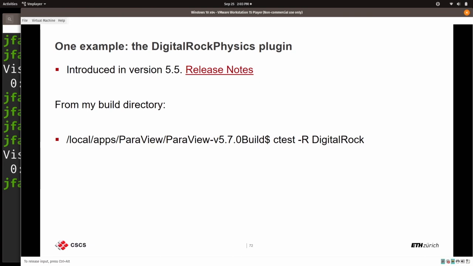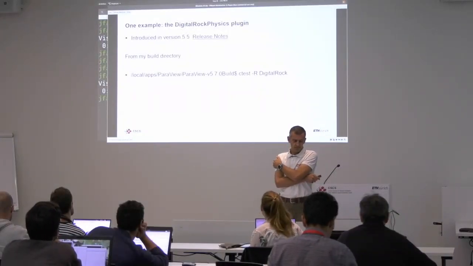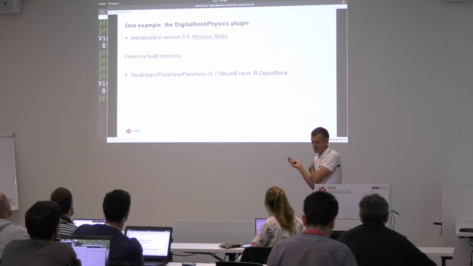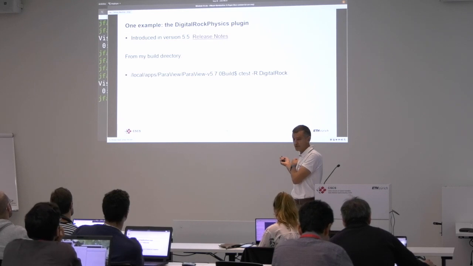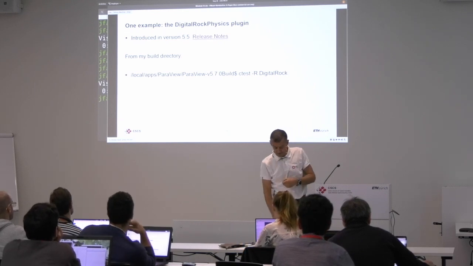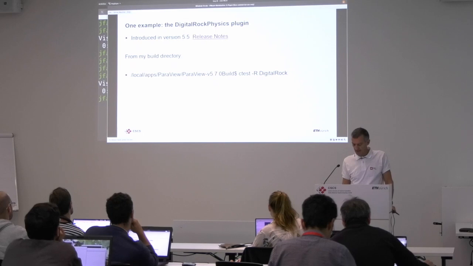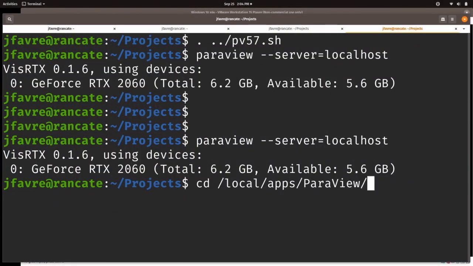from my build directory. So when you compile ParaView, you compile with CMake. That's an obligatory step, I should say. And then CMake comes also with a command called ctest. And with ctest, you can give it a keyword, and it will search for an example, a regression test based on that particular keyword. So I'm going to do that to demonstrate.